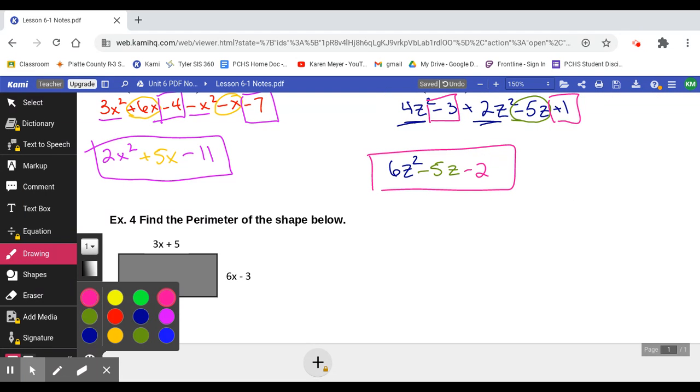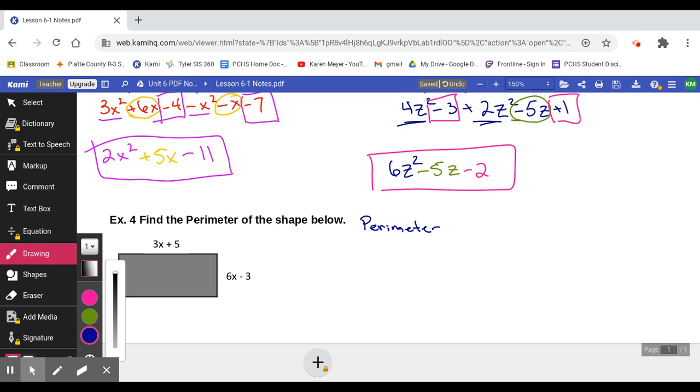Now our last example for this one says find the perimeter of a shape. So the first thing we have to remember is, how do I find perimeter? Well, perimeter is adding all sides. And then with a rectangle, you need to remember that the top and bottom are the same.